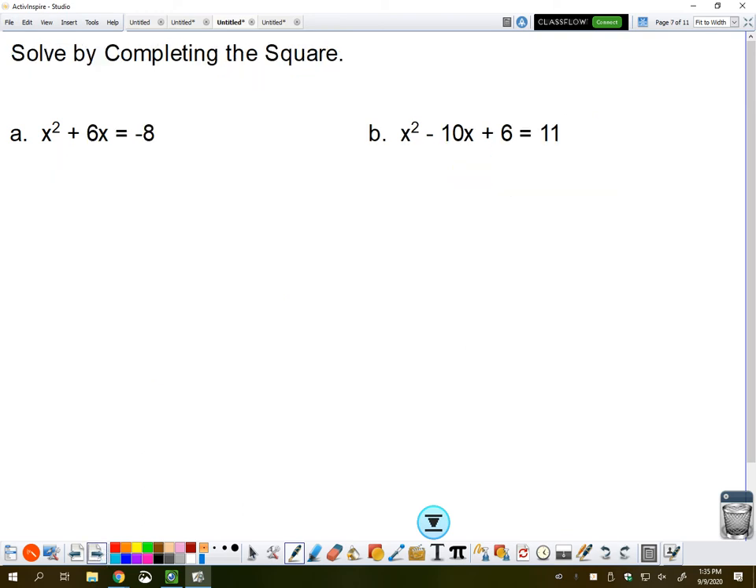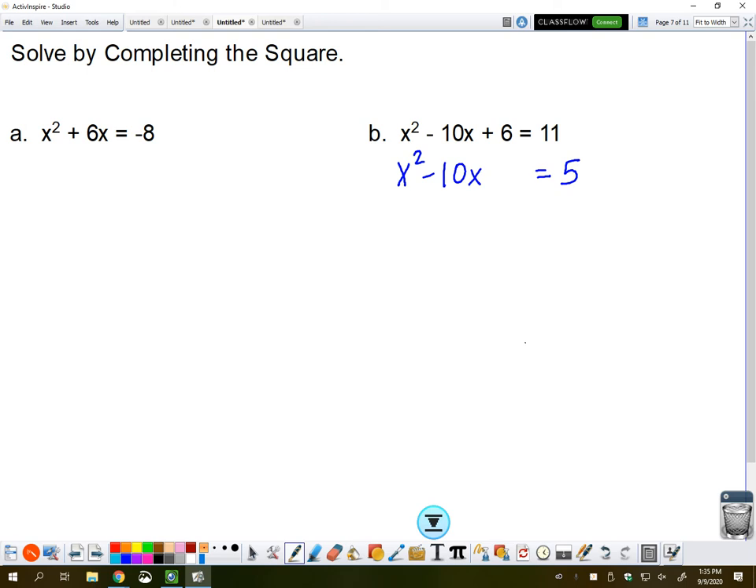Alright, so using that concept to complete the square. For completing the square, you want x's on one side, numbers on the other. So A is set up correctly. B, the first thing that we would have to do on that one is move the 6 to the other side.